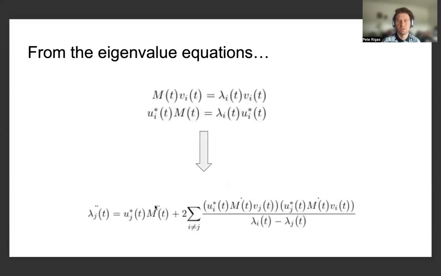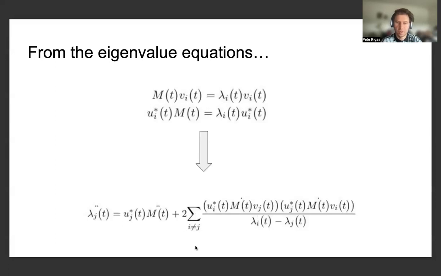And from these eigenvalue equations that we provided in the previous slide, after following some of the computations, a few steps of which I've recounted and provided in the second page of the arXiv preprint, for looking at additional applications of the eigenvalue attraction framework, we can obtain an expression for the second time derivative of the eigenvalue lambda j of t, which is composed of the following components.